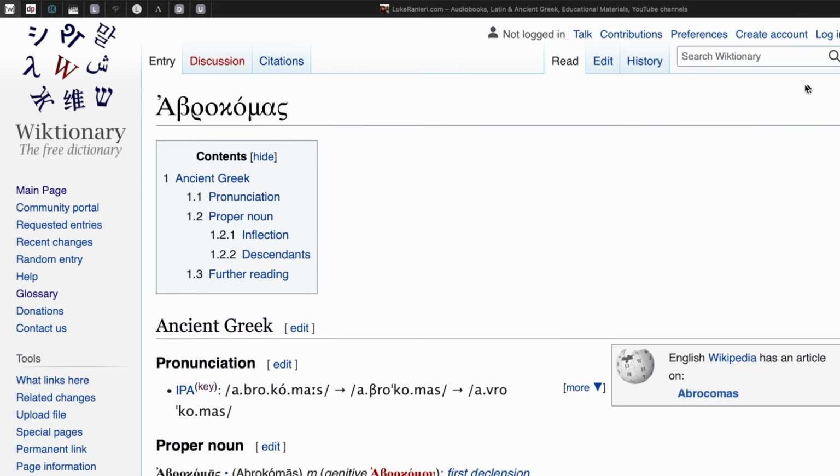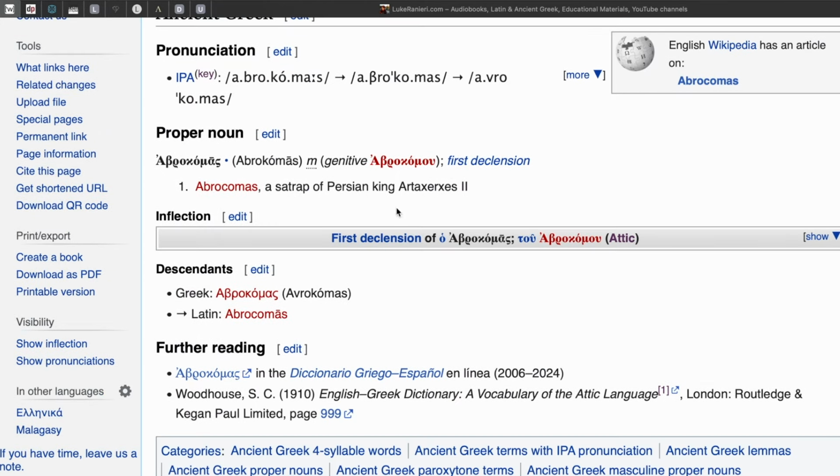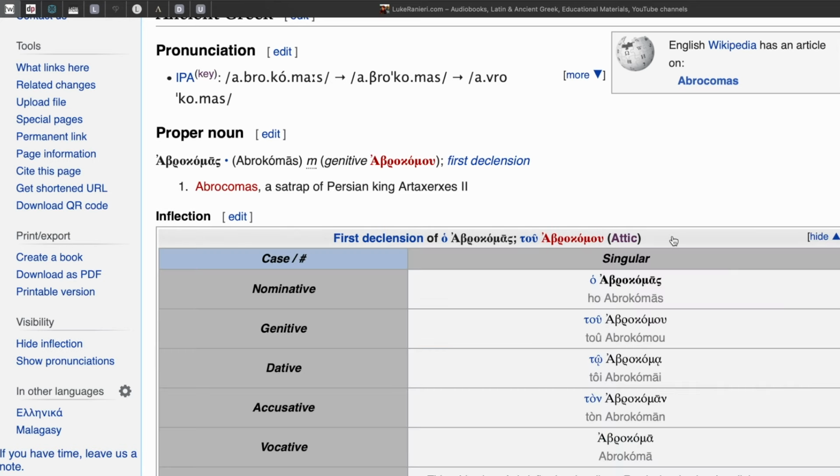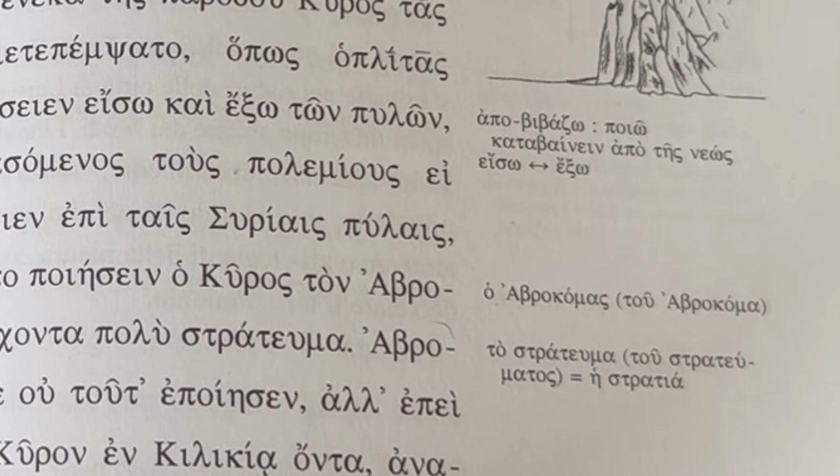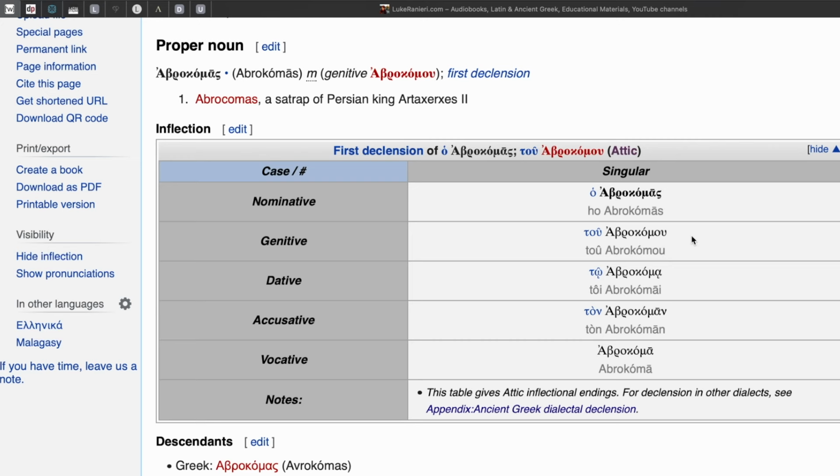Abrokomas. We put that in there. We get it. Okay, a satrap, Persian king. Okay, this is the right context. Okay, here's the declension. And then we get this: Abrokomas, tou Abrokomou. But we just saw that it's genitive tou Abrokoma, long here. So what is it? Is this the right word? What are we dealing with? And then we think, wait a minute.